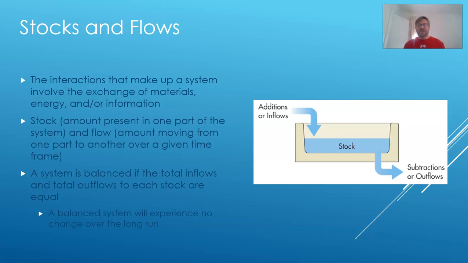If one of those is greater than the other, then your stock is imbalanced and it's going to rise or it's going to fall over time. So if your faucet is putting more water in than your drain's taking out, your tub is going to fill and it's going to rise until it reaches whatever its maximum is. It reaches the height of the tub. If your outflow is greater than your inflow, the tub is going to drain and that stock is going to fall until it hits zero if you don't make any further changes to those inflows or outflows. So a system that's in balance will experience no change over the long run in the amount of the material, energy, information, whatever it is, that's present in each stock.